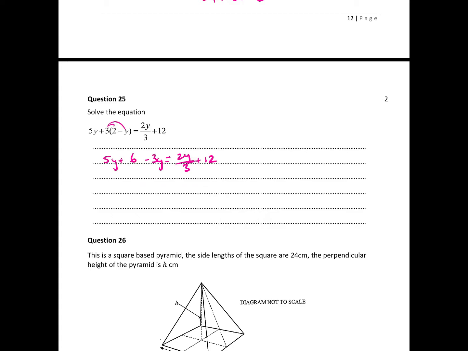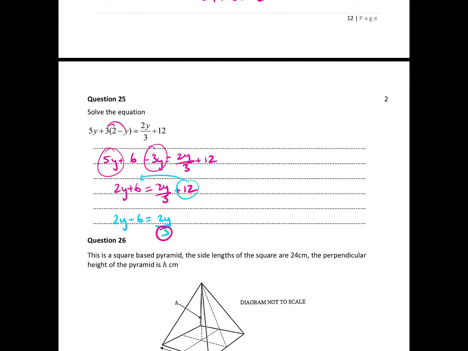5y plus 6 minus 3y is equal to 2y over 3 plus 12. I'm now going to join these two together, collect these like terms. That's 2y plus 6 is equal to 2y over 3 plus 12. I'm going to subtract both sides by 12, so bringing that 12 across, or subtracting both sides by 12, however you like to interpret it. That's 2y minus 6 is equal to 2y over 3.